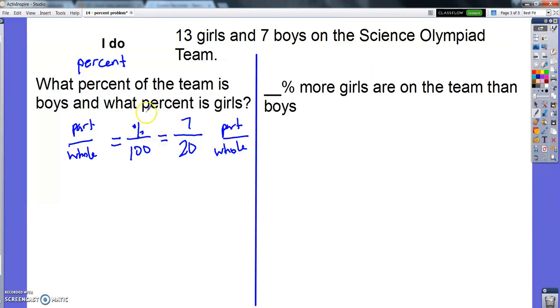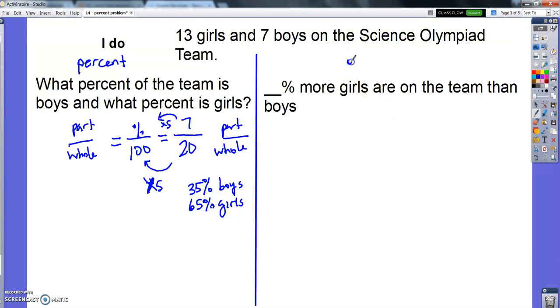And now I can use that part to whole ratio to find the part. So that is multiplied by 5, and 35% is boys. I could do the same thing again for girls with 13, or I could just say, well, I know these have to add up to 100, so if 35% are boys, 65% are girls. That's just a basic find the percent kind of problem.